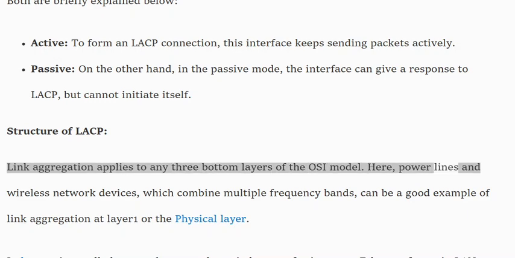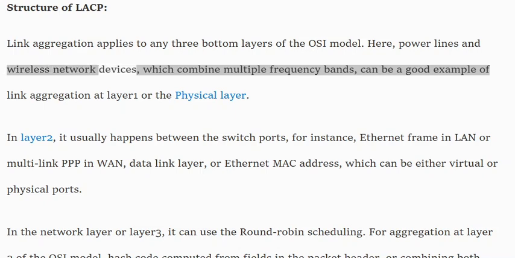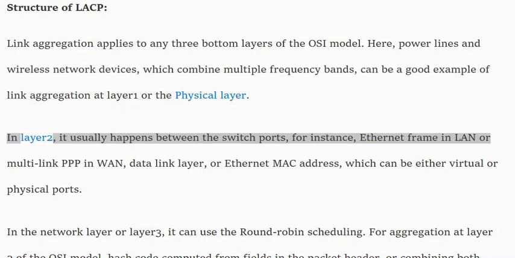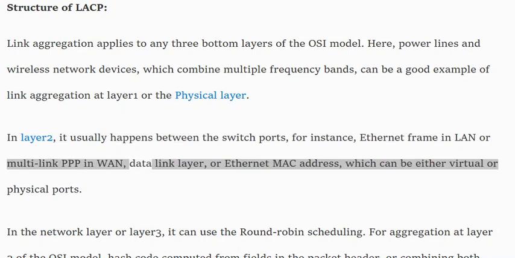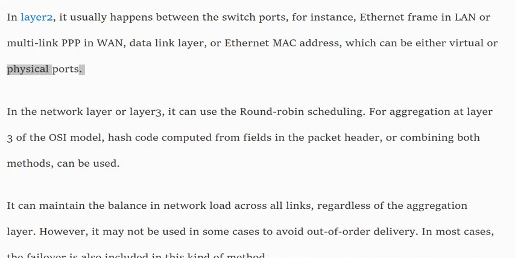Structure of LACP. Link aggregation applies to any of the three bottom layers of the OSI model. Here, power lines and wireless network devices, which combine multiple frequency bands, can be a good example of link aggregation at layer 1 or the physical layer. In layer 2, it usually happens between the switch ports, for instance, Ethernet frame in LAN or multilink PPP in WAN, data link layer, or Ethernet MAC address, which can be either virtual or physical ports.